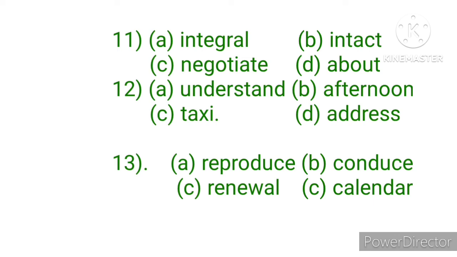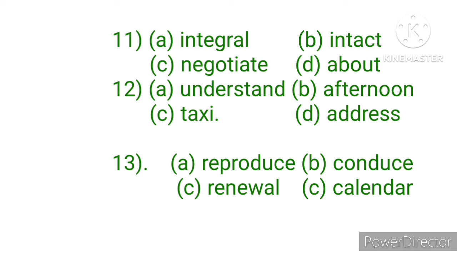Option C, negotiate. How many syllables does this word have? It has 4 syllables. Ne, go, shi, ate. 4 syllables. So if a word ends in -ate, where should it stress? The third syllable from the end of the word, and the third syllable from the end of this word is go: ne, go, shi, ate. So the third syllable is on go. It's not the correct answer.